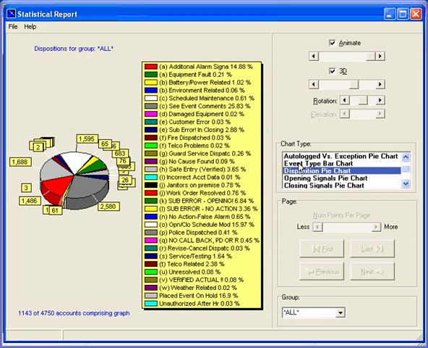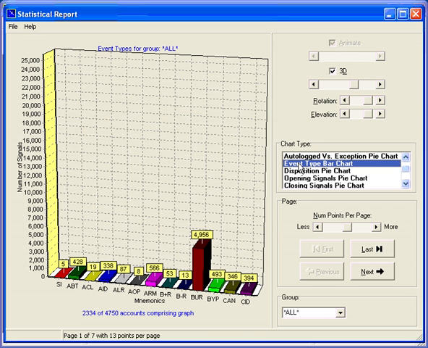We can get a breakdown of the event types. We all know that we probably have somewhere between 125 to 175 different mnemonics within our system. This is the breakdown of how many times each one of these mnemonics appeared during that 15-day period.